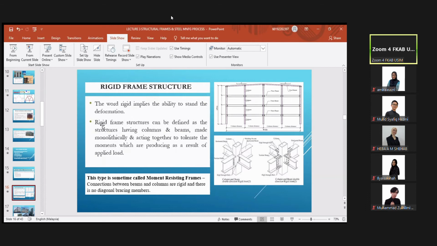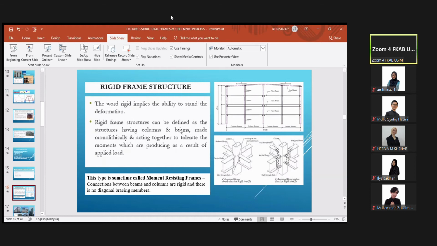Okay, rigid frame structure can be defined as structure having column and beam. Again, column and beam. Whatever building, once it goes up vertically, you have to have column and beam. But there are some buildings without column and beam. They call it load-bearing wall. That one we are not touching here.